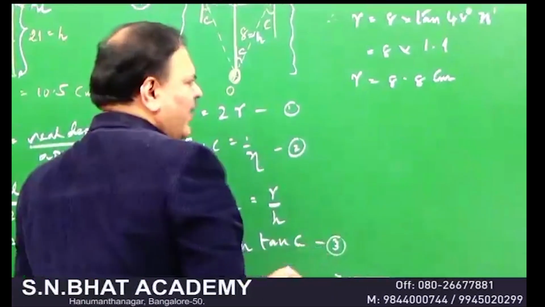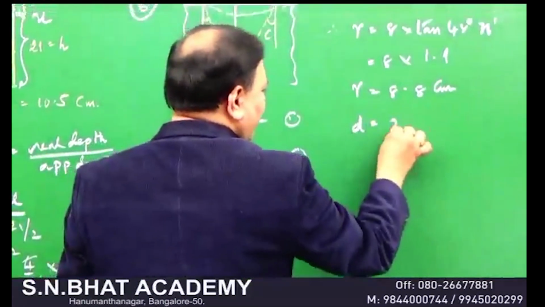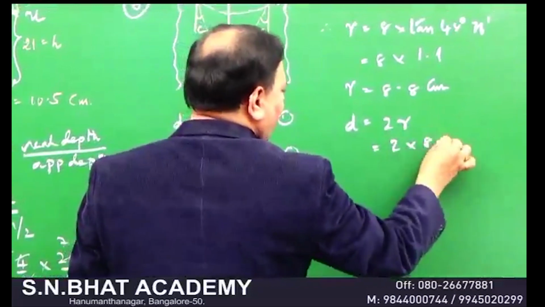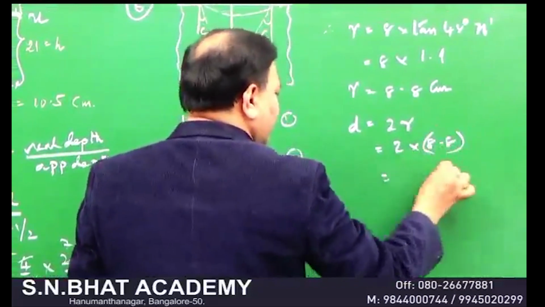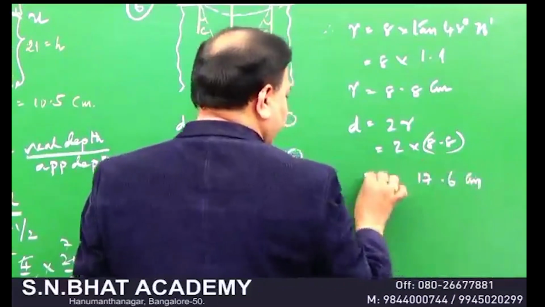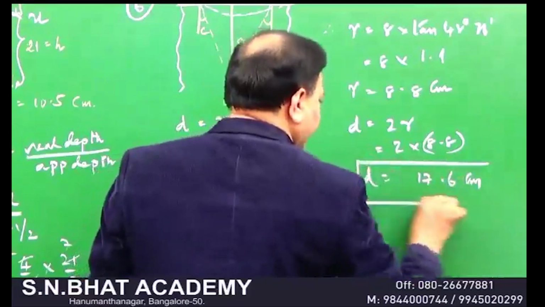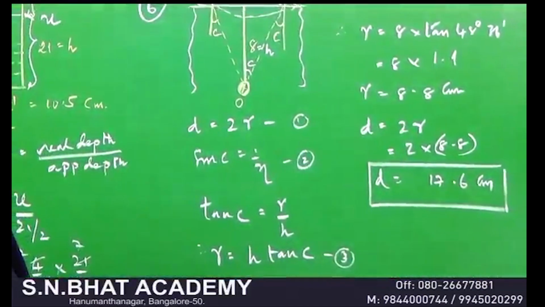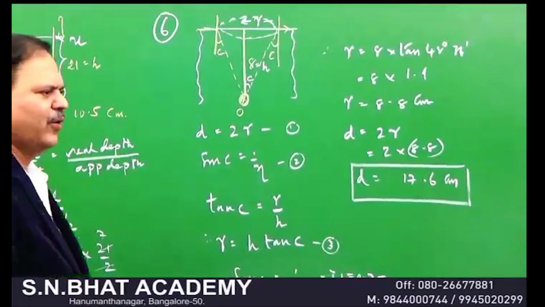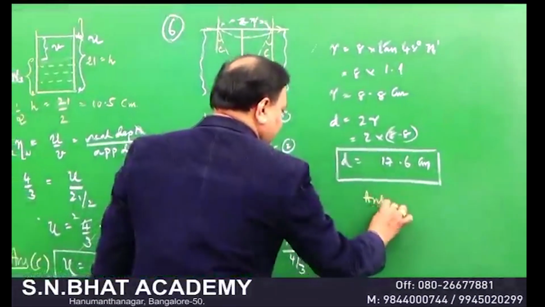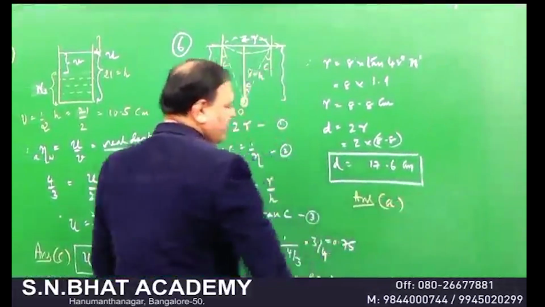When the radius is around 8.8, your diameter is equal to twice the radius, and this is equal to 2 into 8.8. So this is equal to something around 17.6 centimeter. You search for the nearest value. What is the nearest value there? 18 centimeter is the nearest value and it is not the 20. Therefore, the answer for this question is A.